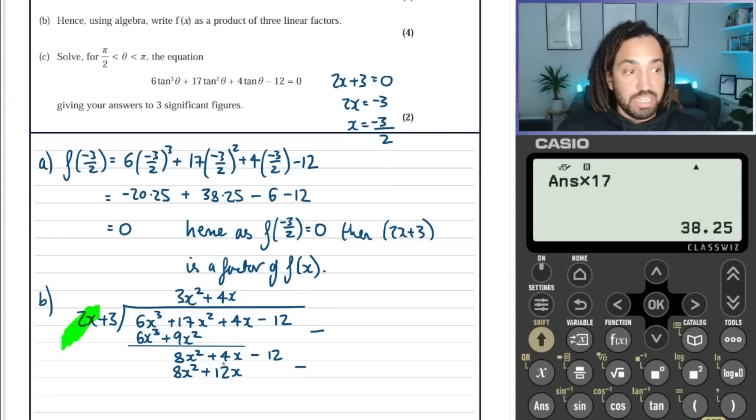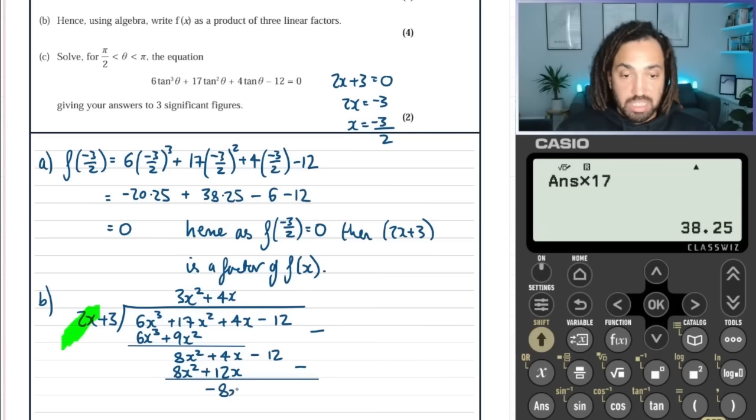And these are going to cancel out. 4x minus 12x is minus 8x. And then the minus 12 is going to come down again. And then finally, we've got a new lead term. So we need to divide that by 2x. And that gives us minus 4x.